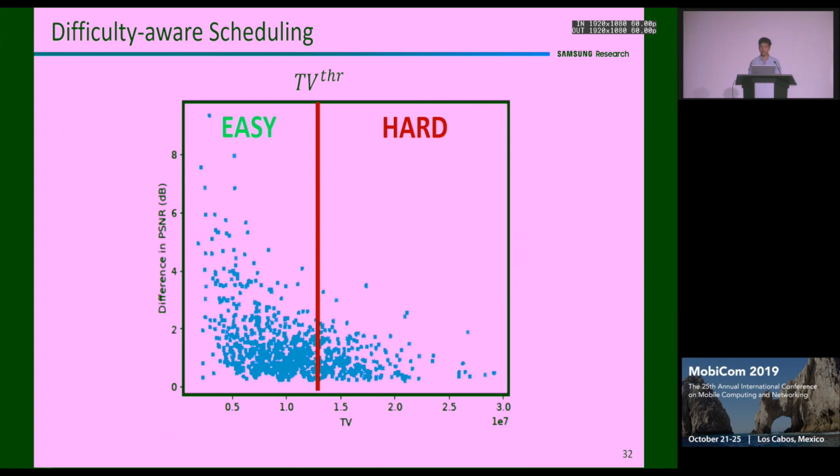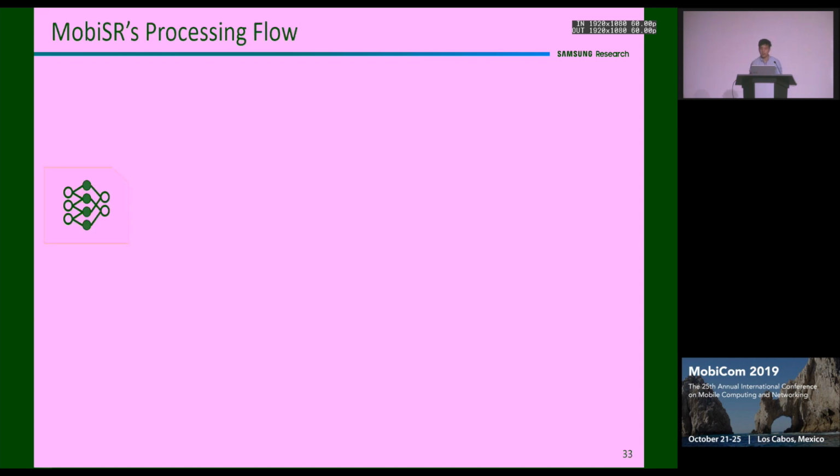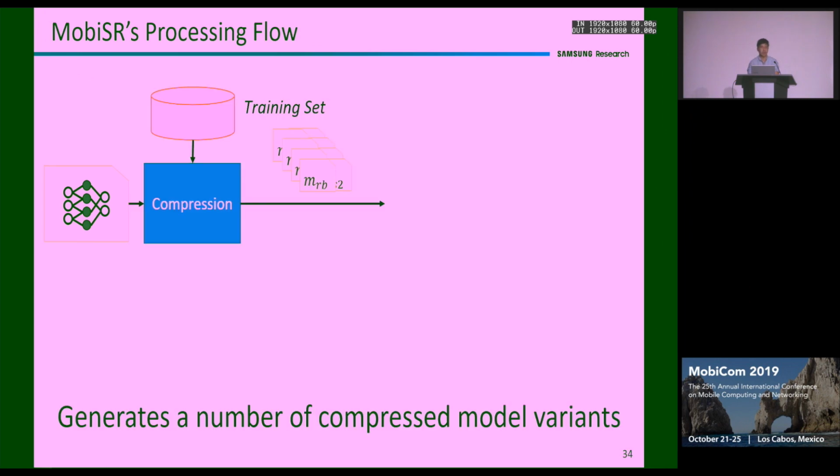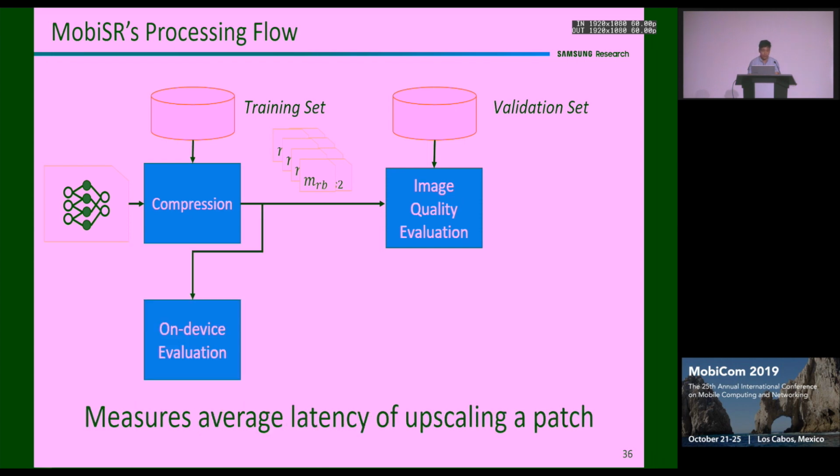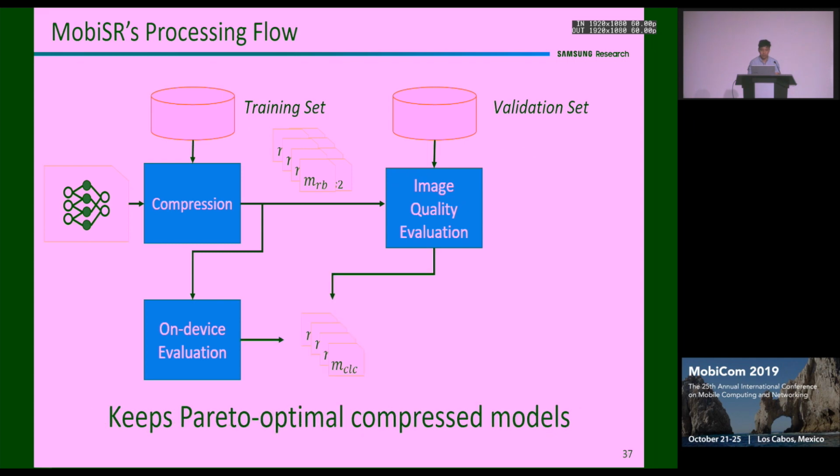Now, how does our framework know whether an image is easy enough to be scheduled to the larger model? The framework automatically tunes the TV threshold, which is the red line on the plot. It does that by first taking a SuperResolution model. We apply a bunch of compression techniques on it to generate a set of compressed model variants. We validate them and take their PSNR, and we run them on the device on each compute engine.